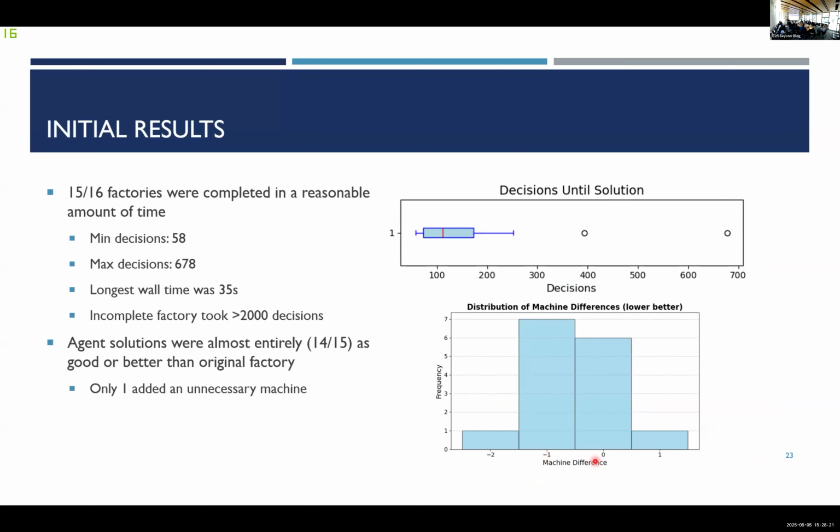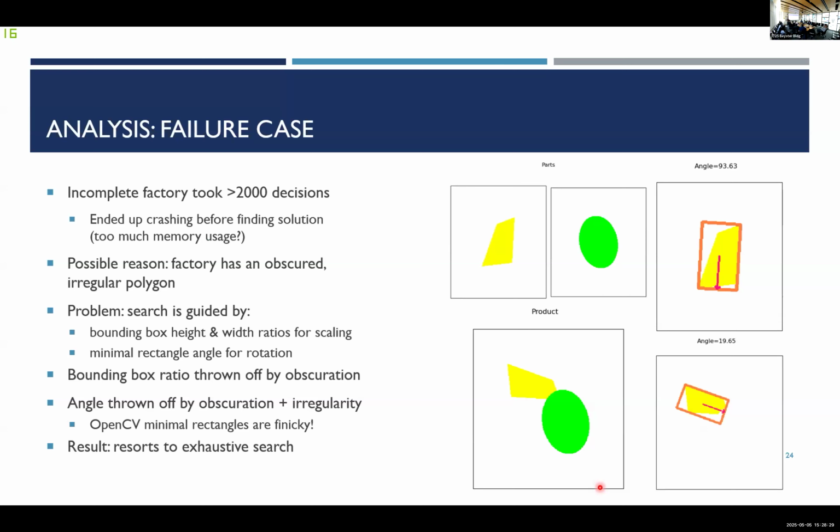And the agent obviously just skipped those, right? It actually was able to improve a lot of the factories. One factory, it actually added an accidental machine, and I'll talk about that too. But first I'll talk about that in line with this failure case. So this is the task in which it kind of fell apart.